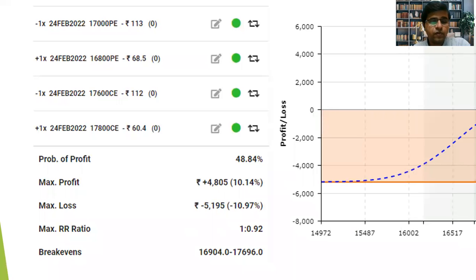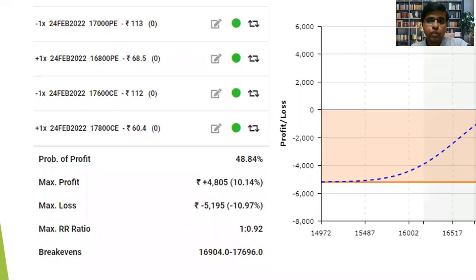You will see the premium was around 113 for the put option and 112 was for the call option, and this was the maximum reward in this case, in the case of the short strangle, and the risk was unlimited. Now basically this person has hedged by buying a deep OTM put option of 16,800 and a deep OTM call option of 17,800, and you will see the max profit and the max loss is getting capped.